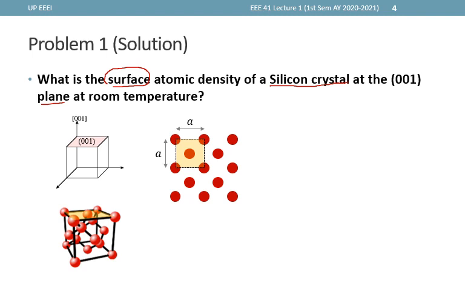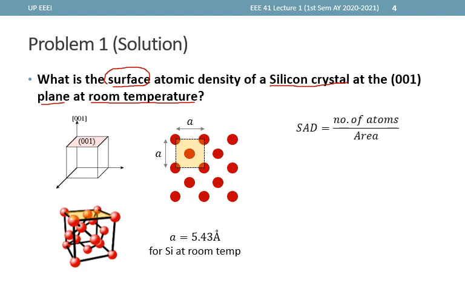So since the unit cell is cubic, then each side must be of length a, or the lattice constant. And since we are given from the question that we are talking about silicon at room temperature, we know that the lattice constant for silicon at room temperature is 5.43 angstroms. So we can now proceed with the computation.